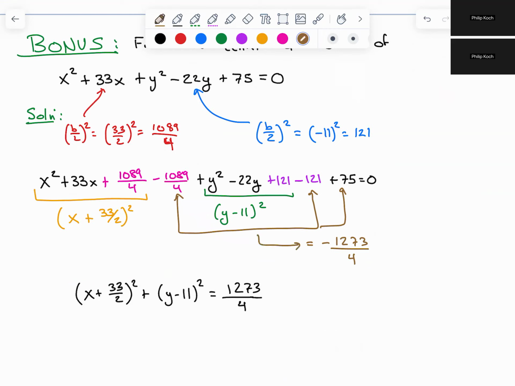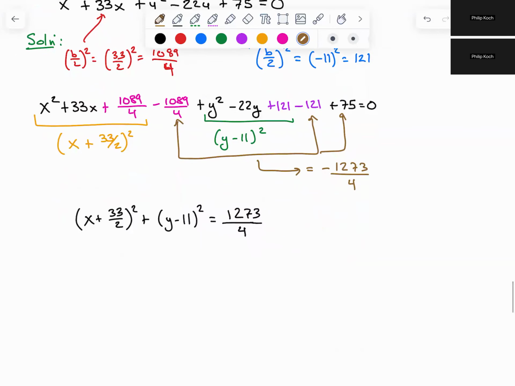Yep. So the orange is saying what the perfect square trinomial for the x will be. The green is saying what the y perfect square trinomial will be. And then the brown, that kind of looks burgundy or whatever, that's combining all three of those like terms, those three constants. Negative 1089 over 4 minus 121 plus 75 ends up being negative 1273 over 4. And then what I did is I added it to both sides to get it to be in the proper format. Any other questions?